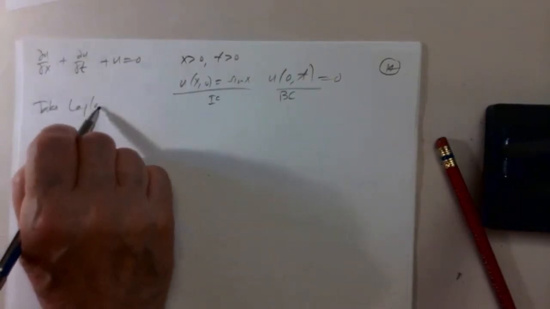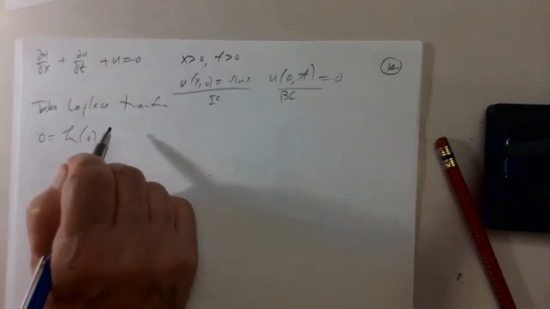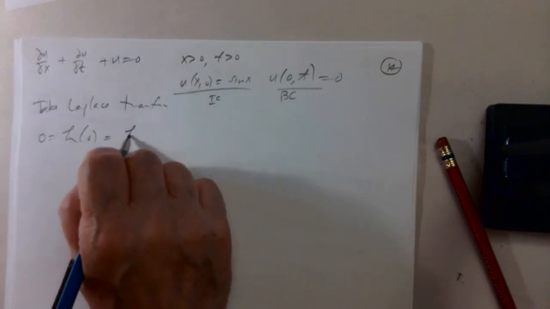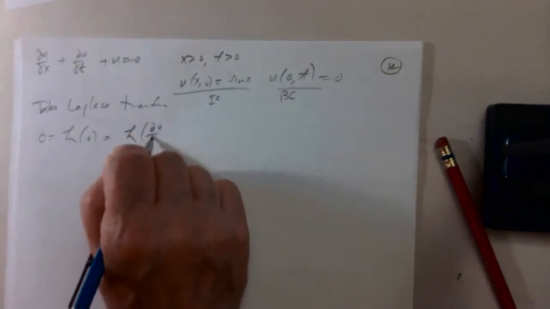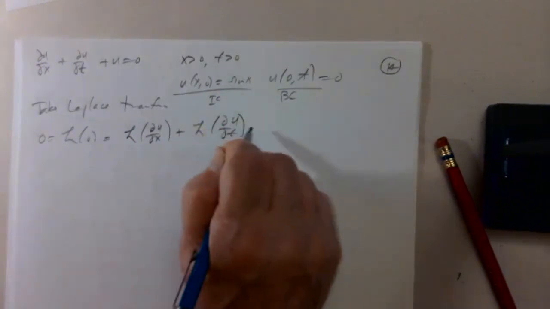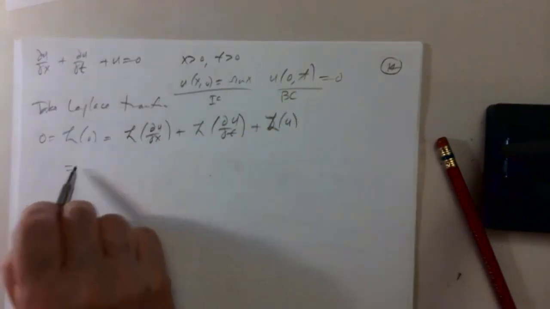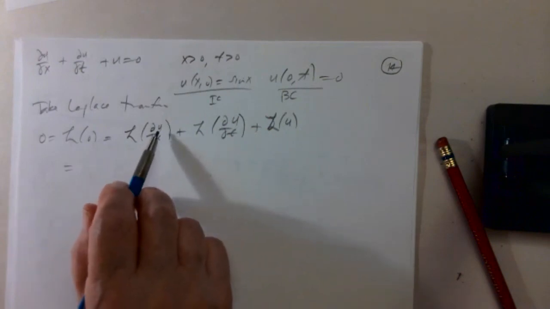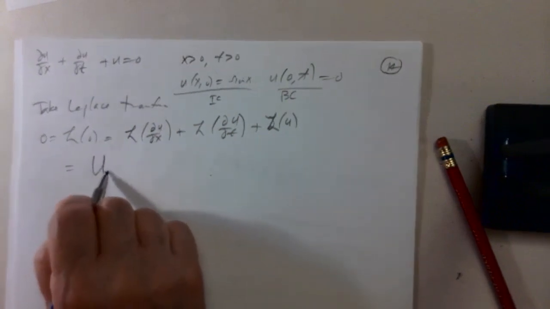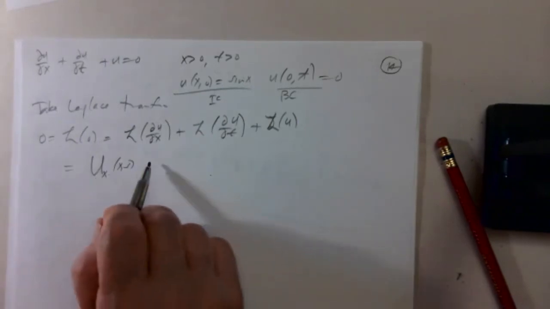So take the Laplace transform. We get 0, which is the Laplace transform of 0, is equal to the Laplace transform of the partial of u with respect to x, plus the Laplace transform of the partial of u with respect to t, plus the Laplace transform of u. The Laplace transform of the derivative of u with respect to x is, you take the Laplace transform of u and just differentiate with respect to x.